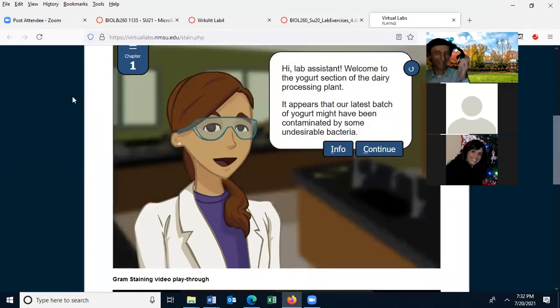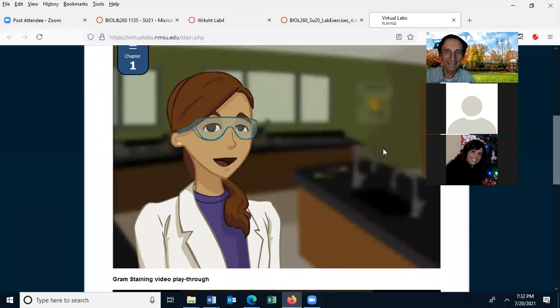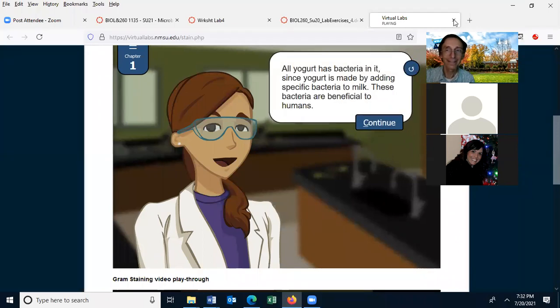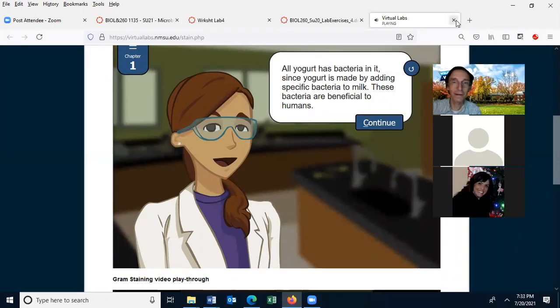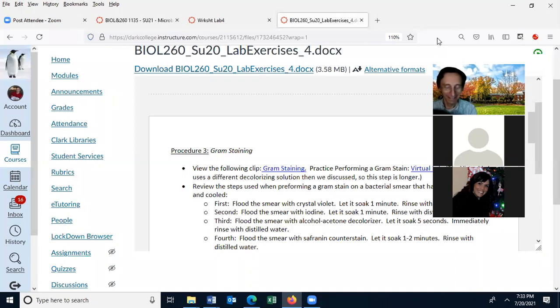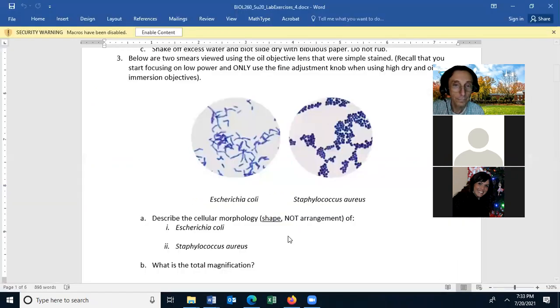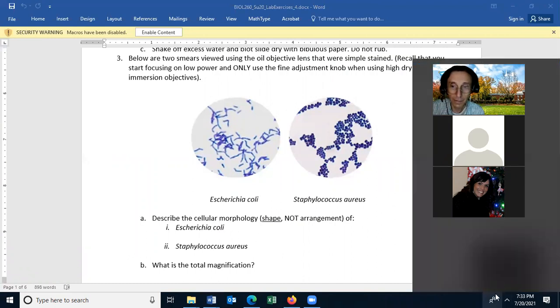Hi, Lab Assistant. Welcome to the yogurt section of the dairy processing plant. It appears that our latest batch of yogurt might have been contaminated by some undesirable bacteria. All yogurt has bacteria in it, since yogurt is made by... All right, so that works. That was a little loud for my earphones. Hopefully that wasn't too loud for you. Let me turn the volume down. I remember I turned that way up because I was having trouble hearing a student.